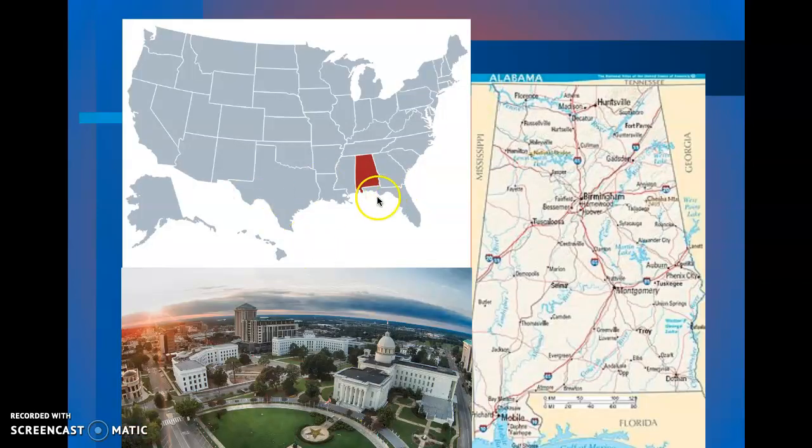That is where it's located on the map. Abbreviation is AL. And there's a picture of the Capitol building and some of the major cities.